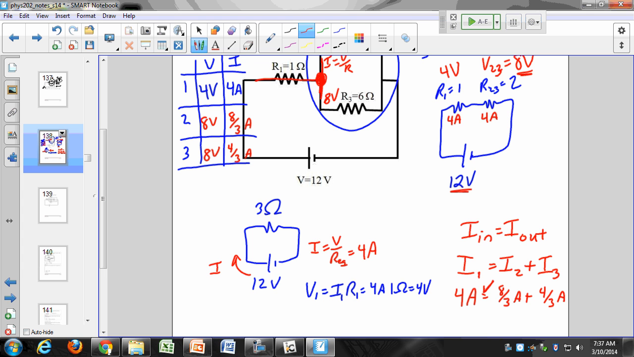It's just a nice way to check your answers, that you can run through your circuit and check your junctions and make sure that your incoming equals your outgoing currents.